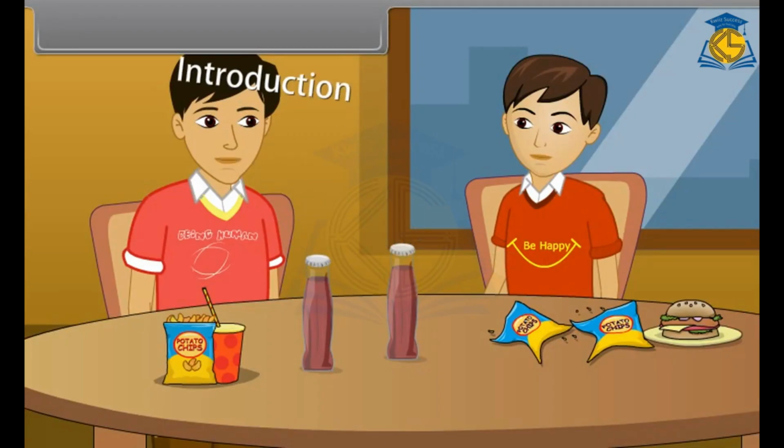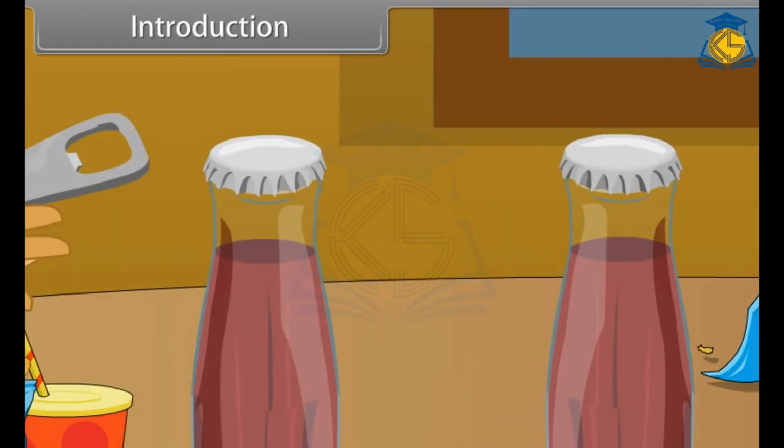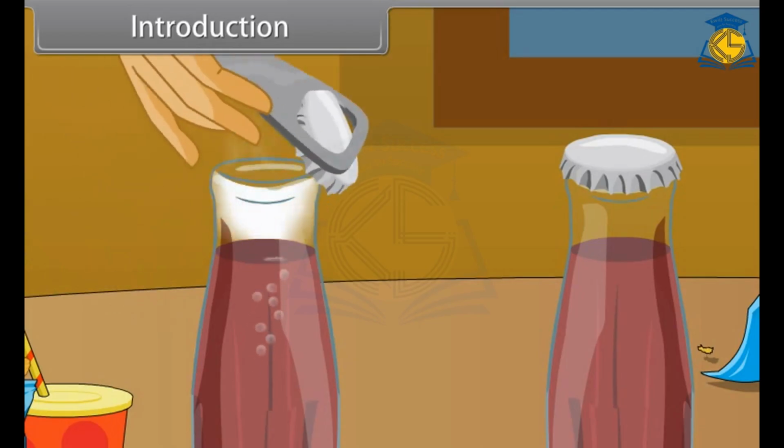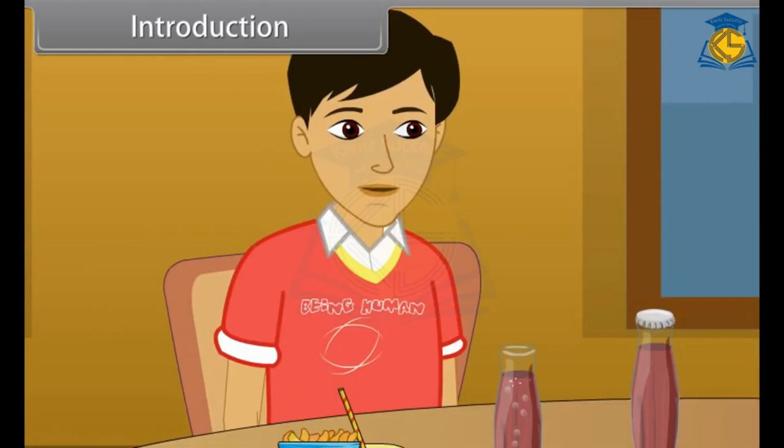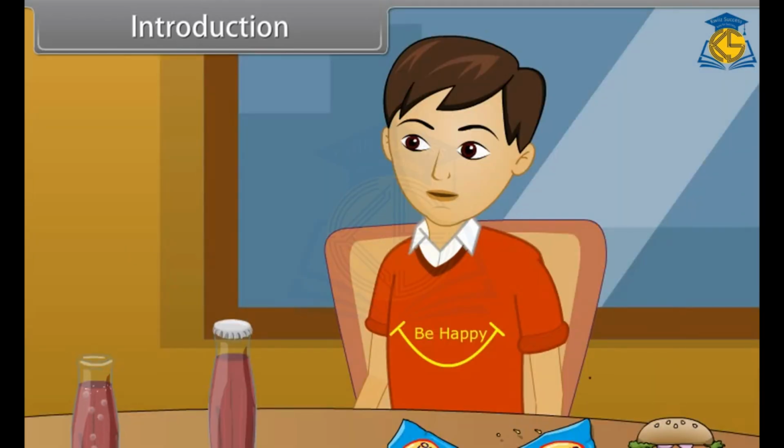Introduction. Today, Rohan and Aryan are sitting in a cafeteria and enjoying some stuff. Aryan, may I ask you something? Yeah, sure. When you open the cap of the bottle, the bubbles are coming out continuously.